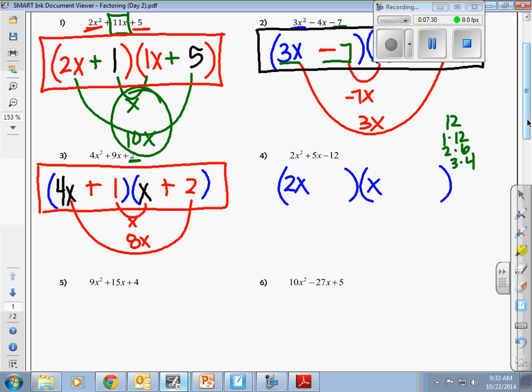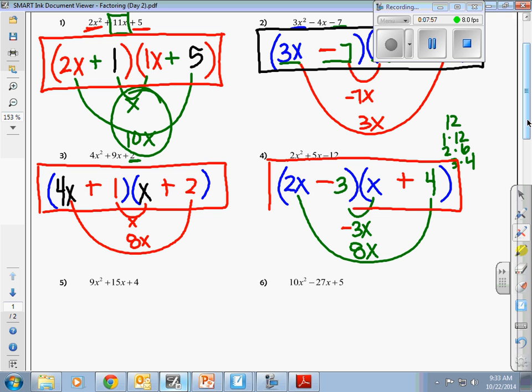So I'm just going to try one of the smaller options. I'm going to start with 3 times 4. So I put in 3 and 4. I check my 2 inner, I get 3x. My 2 outer, I get 8x. Can I get to 5 in any way? Yes, I can. I would have to have positive 5, so negative 3. So that's negative. This would be positive, and then I would check. Does negative 3 times 4 give you negative 12? Yes, it does. So there is my factored form.